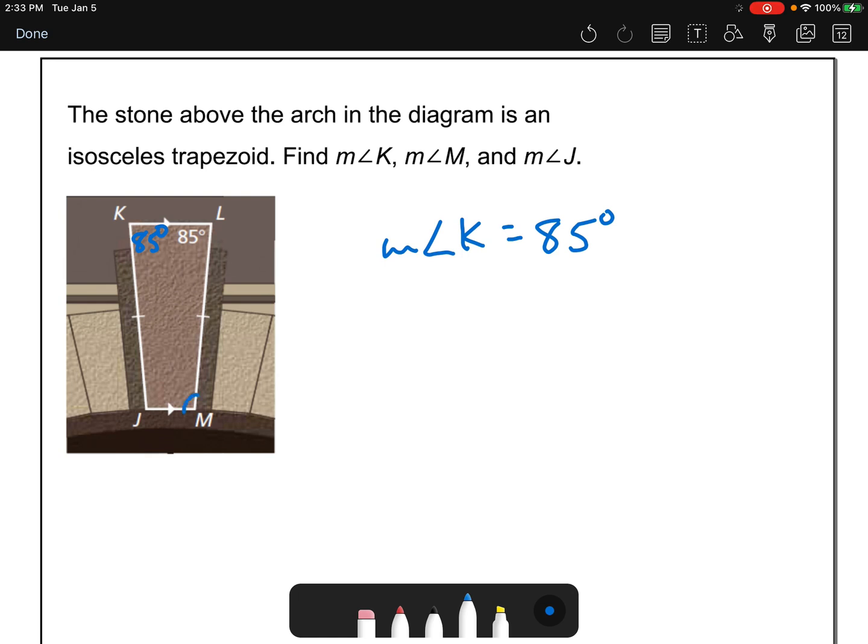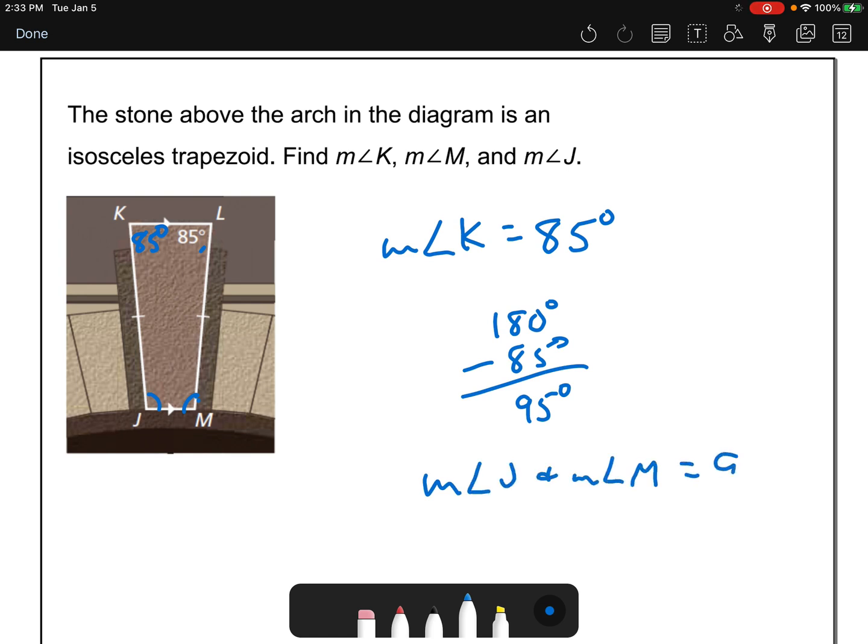Well, since we have parallel lines, we know these two are equal, and we also know that these two are supplementary. So 180 minus 85 is 95, right? So therefore, the measure of angle J and the measure of angle M are both 95 degrees.